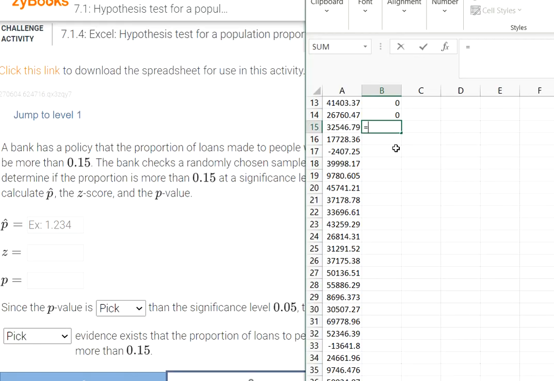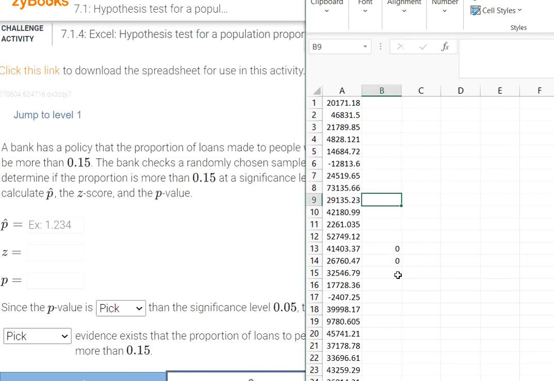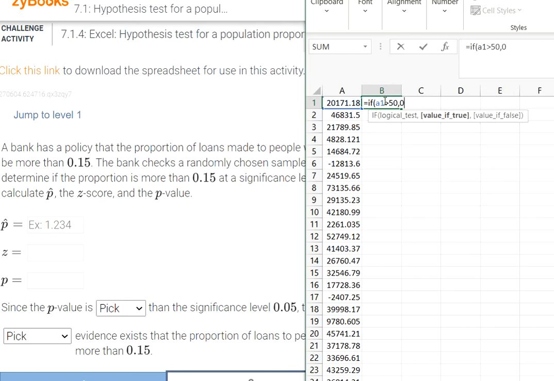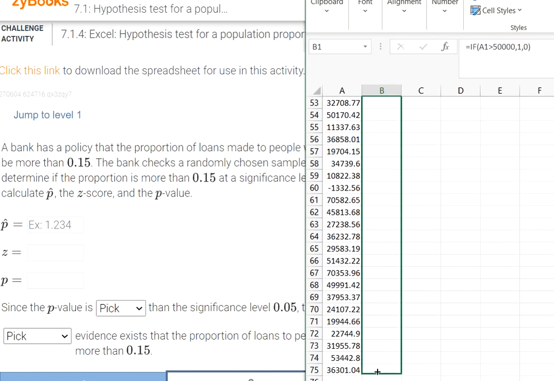So what you want to type is equals if, open parentheses. Oh wow, I'm also starting in the wrong spot of the sheet. I didn't see that. Okay, so type equals if A1 is greater than $50,000, put a comma after that, then we want to code a yes, code a 1. Put a comma and put a 0. That tells Excel to punch in a 0 if it's not greater than $50,000. And then you can just drag that. That way you don't have to count each and every one and check to see whether it's greater than $50,000.